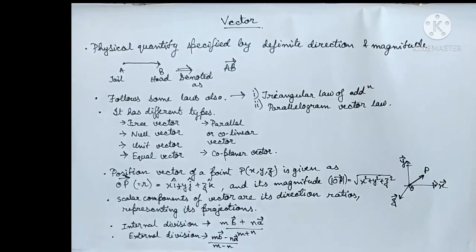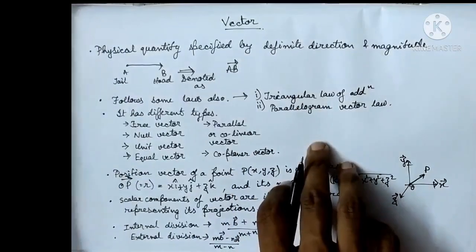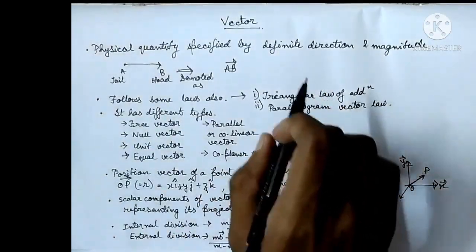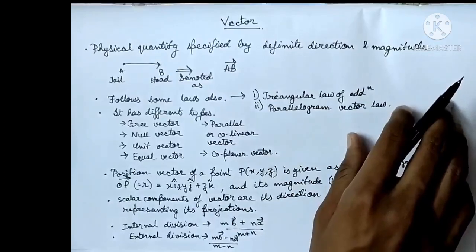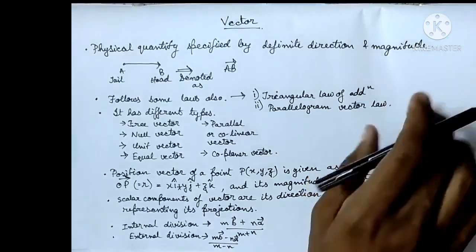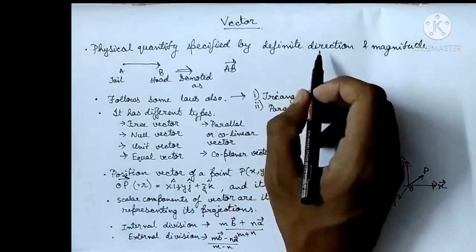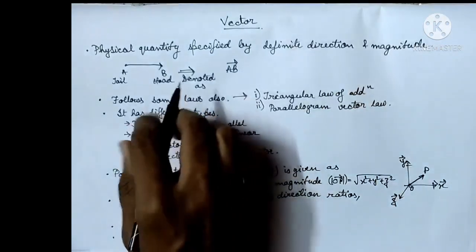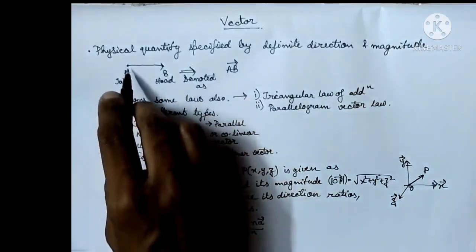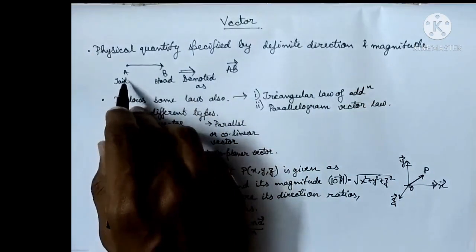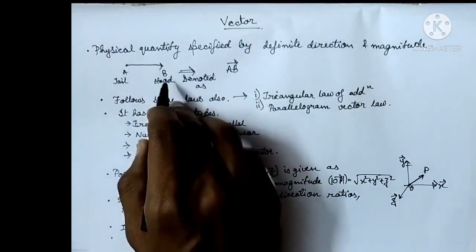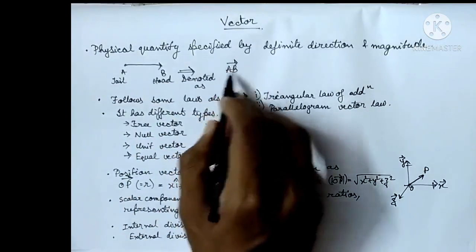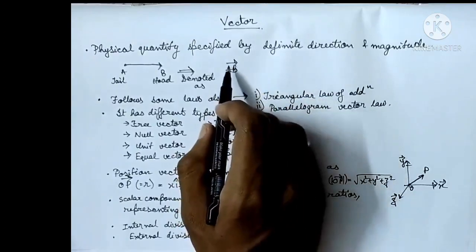The first thing we must know about vector is that it is a physical quantity specified by direction and magnitude. You can write a simple vector from A to B, where A's point is the tail and B's point is the head. It is normally denoted as AB vector, with a simple arrow on it.